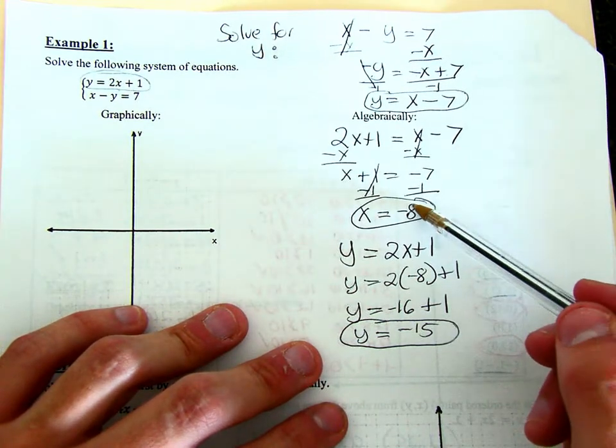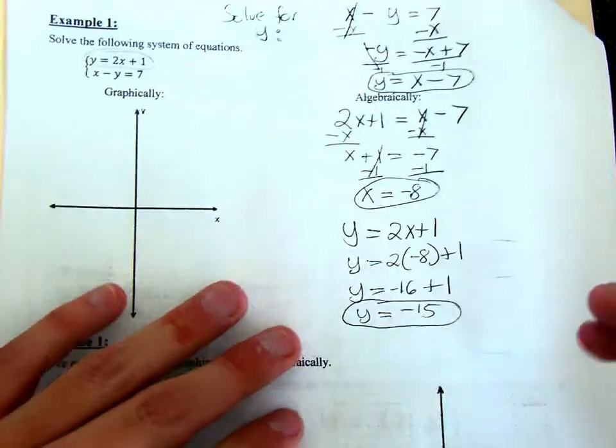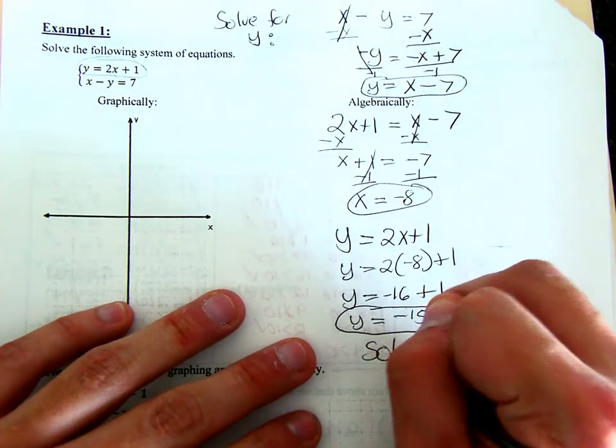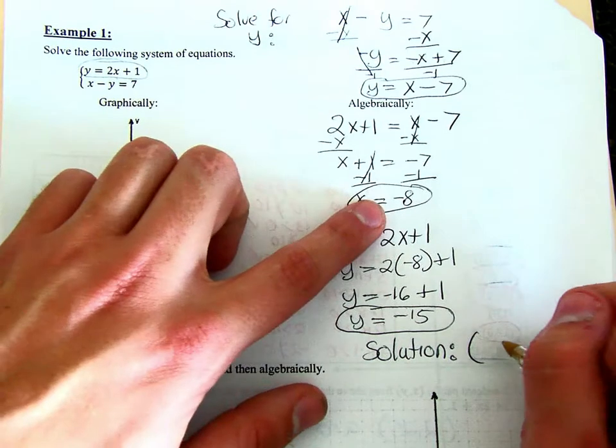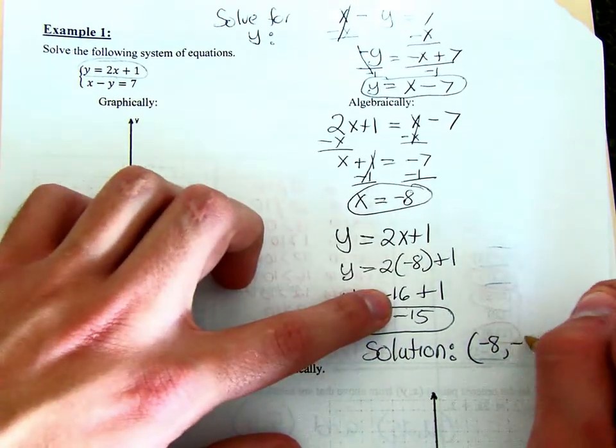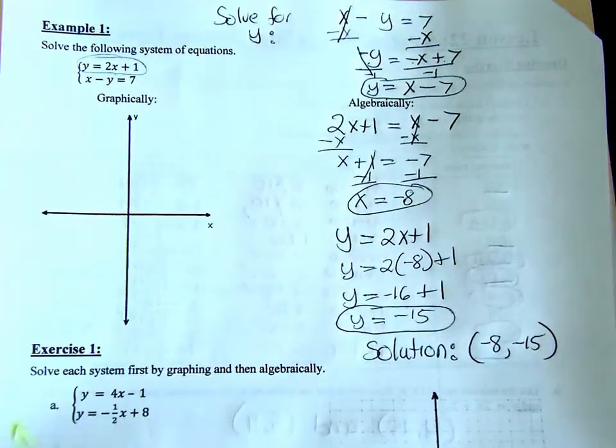So now I have my solution. My ordered pair solution is going to be negative 8, negative 15. So my solution is going to be negative 8 for x, negative 15 for y.